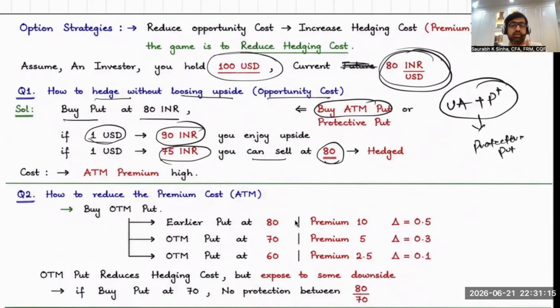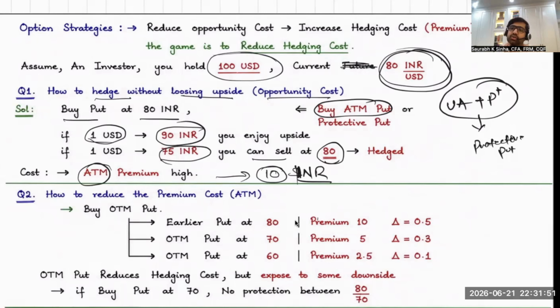But there is a cost. The cost is high because you're buying an at the money put option. The premium could be like 10 INR, whatever. Don't take USD, 10 INR, because it is at the money. Yes, definitely it is not as costly as an in the money call option or in the money put option, but it is costly. Now the game is how you can reduce the premium cost. And that's why different strategies. So we started with the protective put.